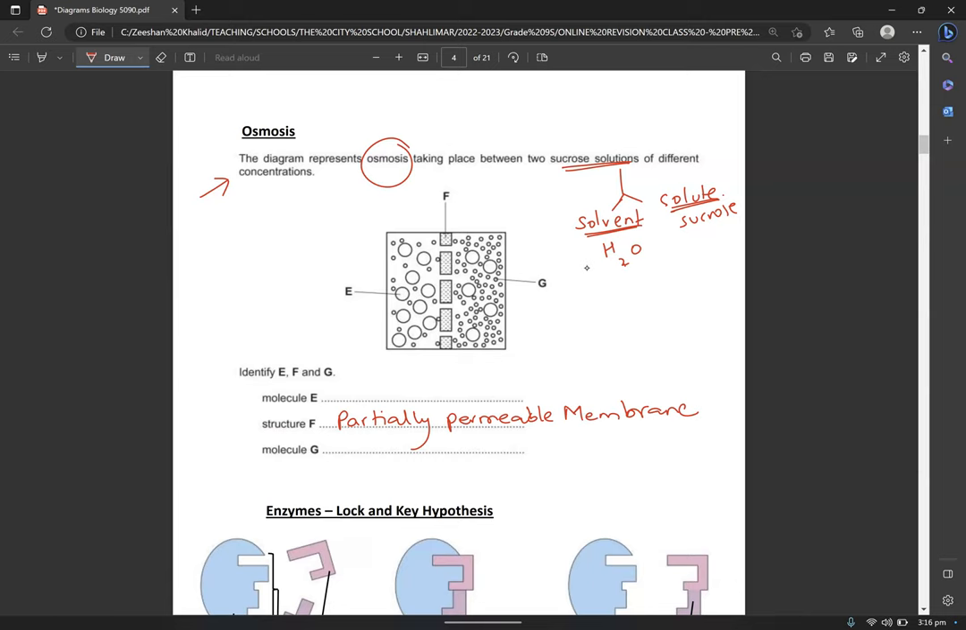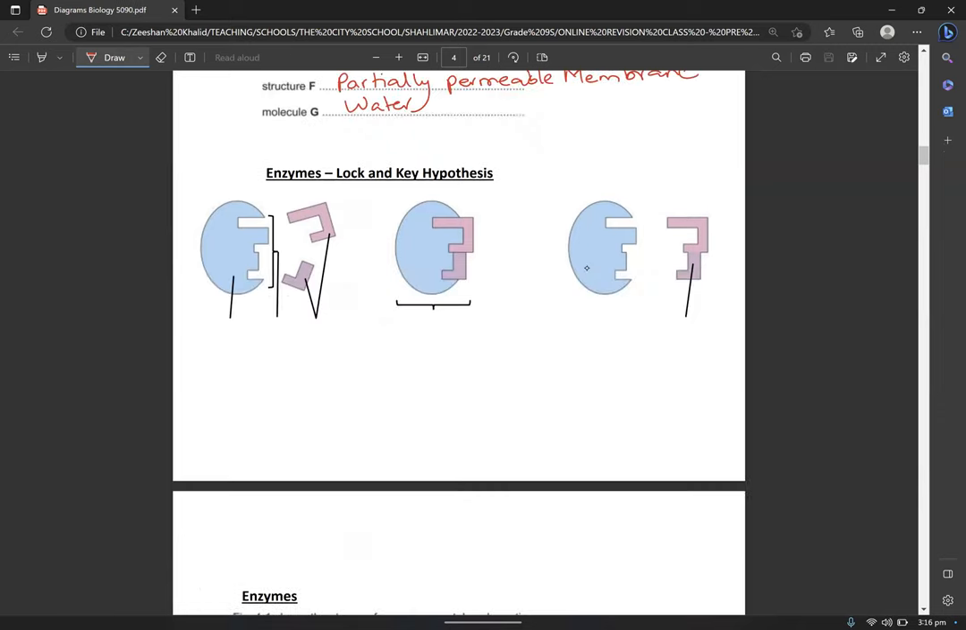Molecule E is bigger than molecule G. So of course we know water molecules will move only, aur yahan pe ye wale molecules to move kar nahi sakte yahan pe because they're too big to pass through. So therefore we say molecule G is a water molecule and molecule E is sucrose molecule. All right. Chale ji, the next diagram is representing the idea of the lock and the key hypothesis. Okay.